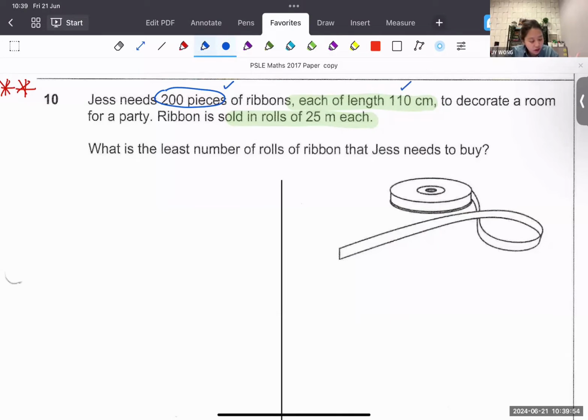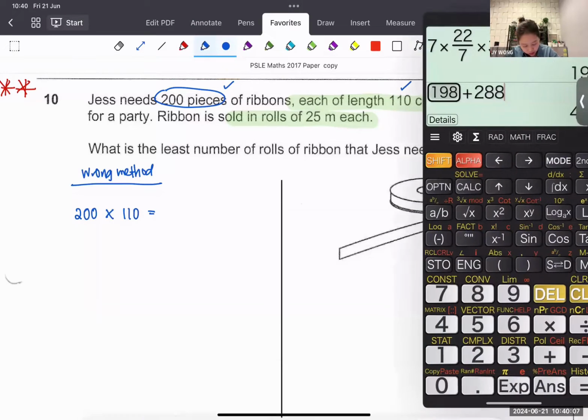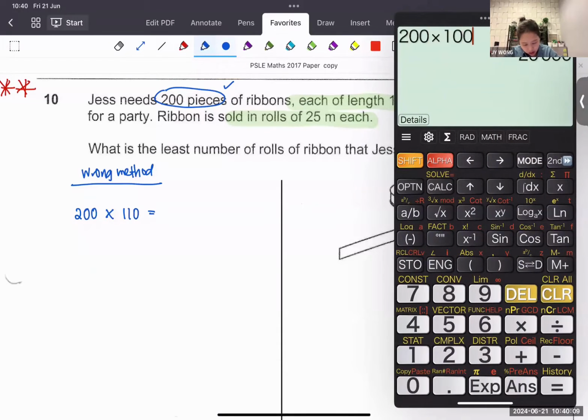So the total length you need, right? This is the wrong method. I'll explain why later, then I'll explain the correct method. So students will take 200 pieces times 110. That will give you, okay, because I don't have the working for the wrong method, let me just write down. Okay, 22,000. Then, because the ribbons are sold in rows of 25 meters, let's change 25 meters to cm. So it's 2,500 cm.